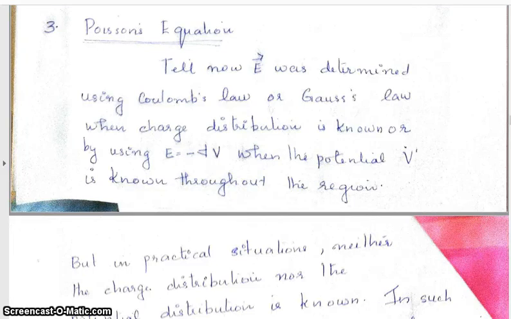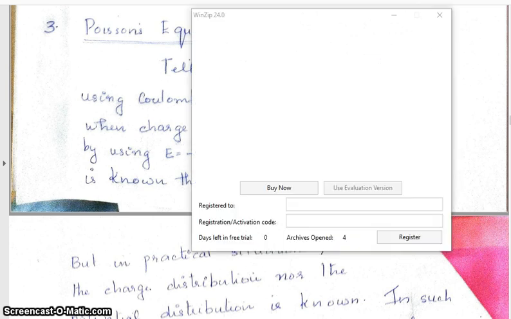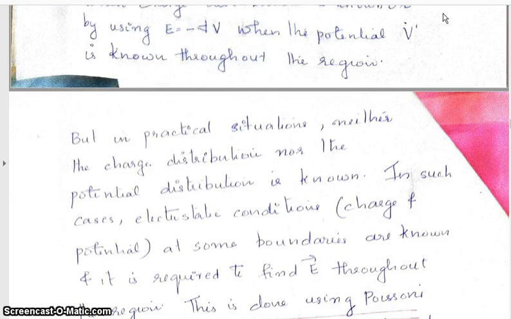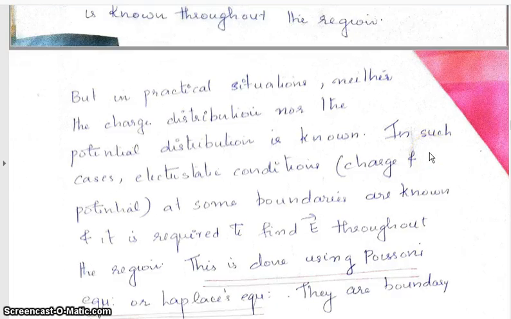Good morning. Next we will see what is Poisson's equation. Till now, electric field intensity was determined using Coulomb's law or Gauss law when the charge distribution is known, or by using E equals minus del V when the potential V is known throughout the region. But in practical situations, neither the charge distribution nor the potential distribution will be known.